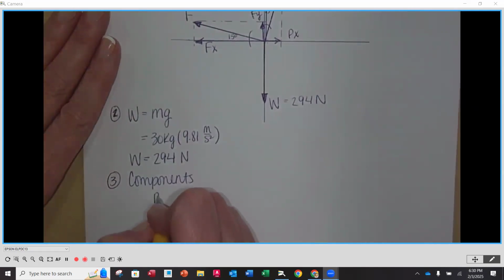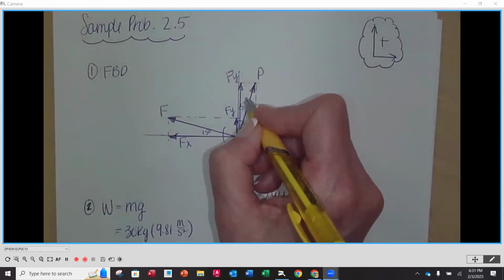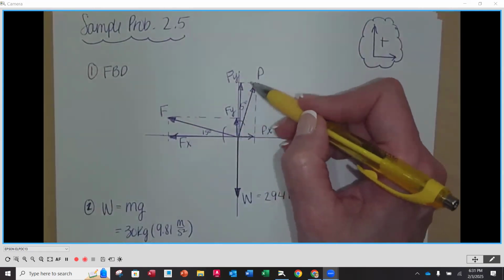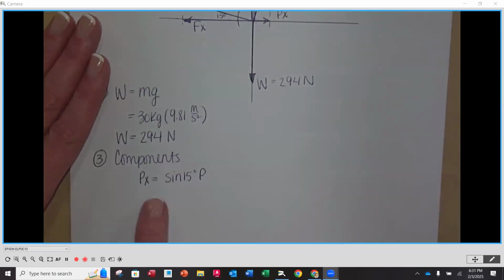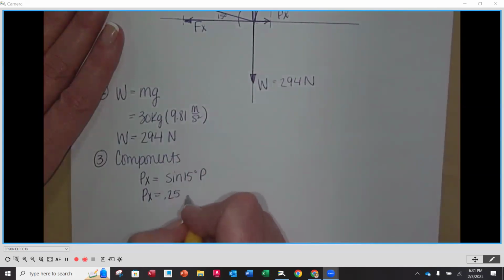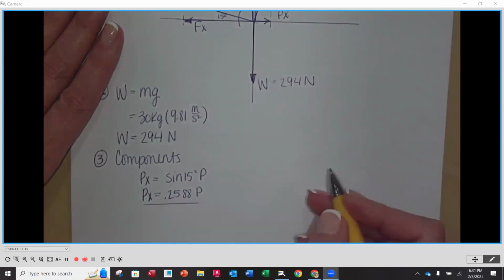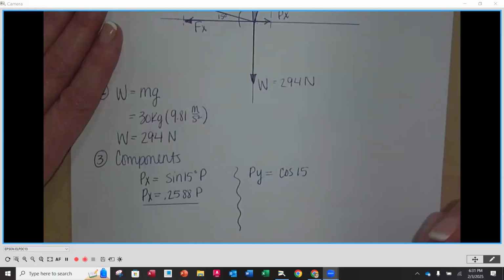So I'm going to start with P. PX is going to be equal to, when we look at our triangle up here, we know this angle right here is 15 degrees. So for the X component, it would be the side opposite. So it would be the sine of 15 degrees or the cosine of 75, times P. So my PX is going to be 0.2588P. And then my PY is going to be the cosine of 15 or the sine of 75 times P.